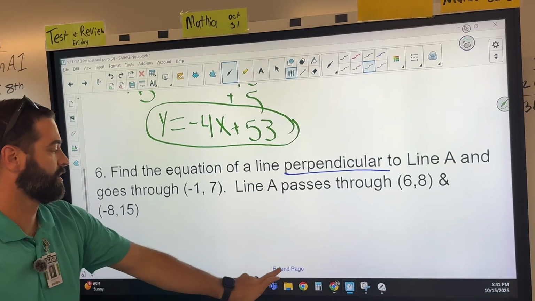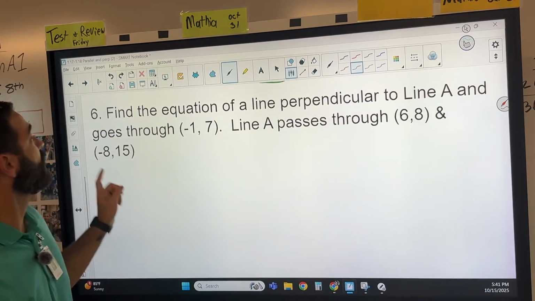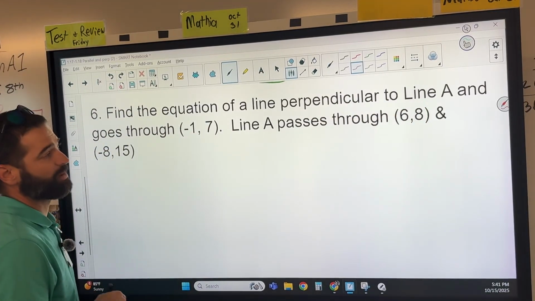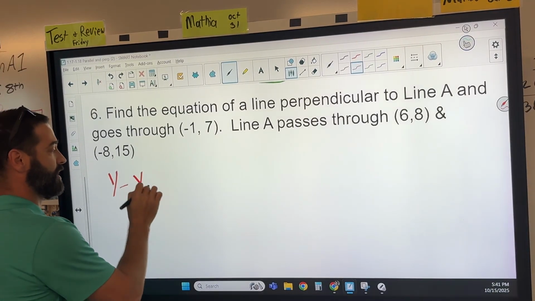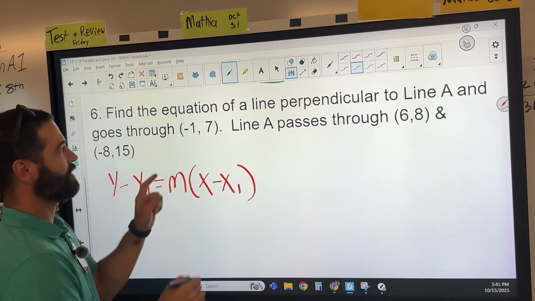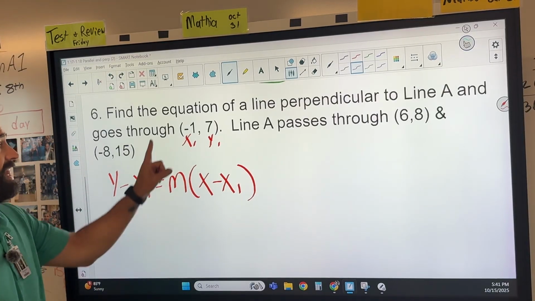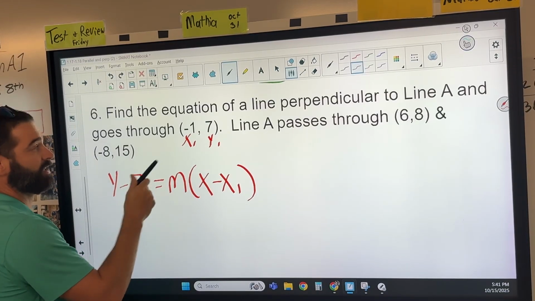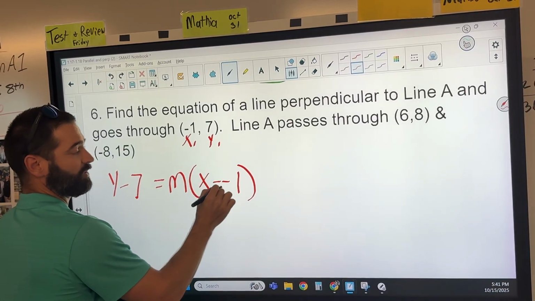Second question, down here. Very similar, but it's got some small differences. We're finding the equation of a line perpendicular to line A and goes through negative 1, 7. So, again, we're thinking point slope formula. y minus y1 equals m times x minus x1. They gave me the point, x1 and y1, so I'm going to go ahead and plug that point into my point slope formula. So it's y minus 7, x minus negative 1, which turns into x plus 1.